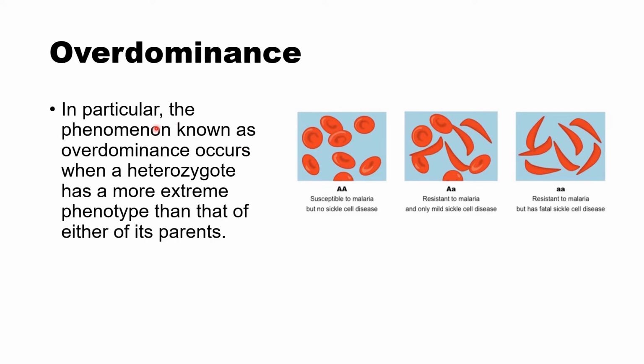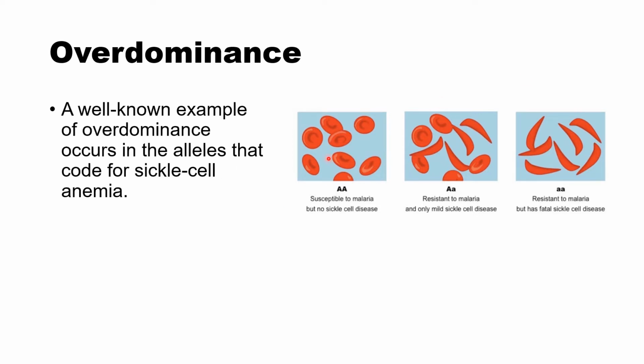So in particular, the phenomenon known as overdominance occurs when a heterozygote has a more extreme phenotype than that of either of its parents. So, yun yung sinasabi. Yung daw offspring na heterozygote, extreme yung phenotype, kumbaga max, yung pinapakitang phenotype, either na baka it will result to another phenotype, it will result to a new phenotype. So, a well-known example of overdominance occurs in the alleles that code for yung sickle cell anemia.